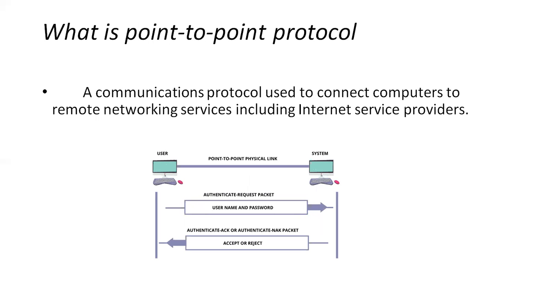What is point-to-point protocol? A communications protocol used to connect computers to remote networking services, including internet service providers. Point-to-point protocol comes under the data link layer and is used to transmit multi-protocol data between two directly connected computers. It is a byte-oriented protocol that is widely used in broadband communications, having heavy loads with high speeds. Since it is a data link layer protocol, data is transmitted in frames. It is also known as RFC 1661.